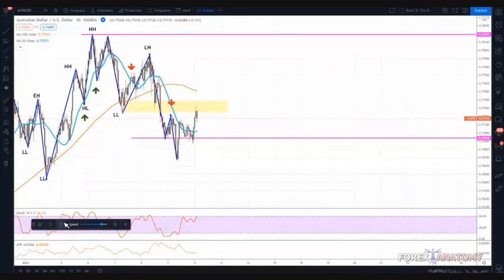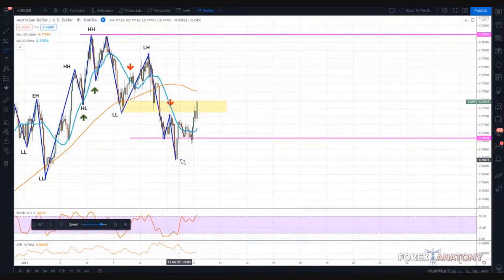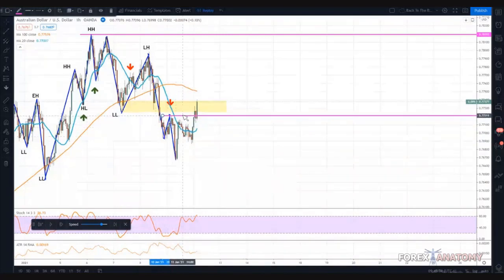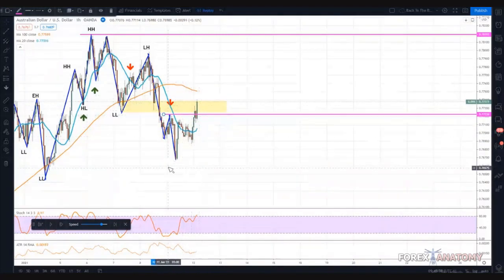And as you can see, price pushes up, right? So what we have right now is a potential reversal. We go from having price making lower lows and lower highs to now price breaking this recent high and creating a higher high.